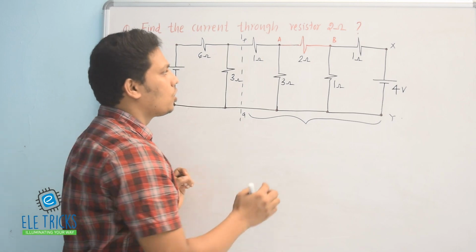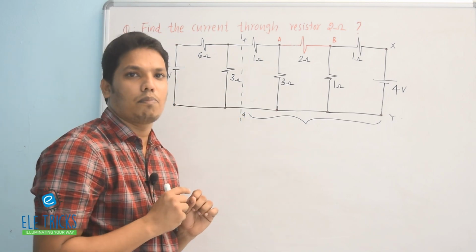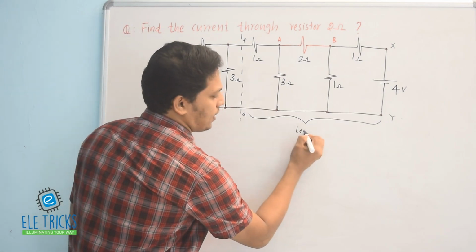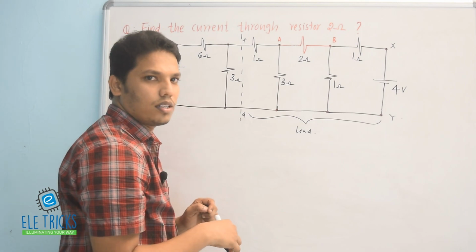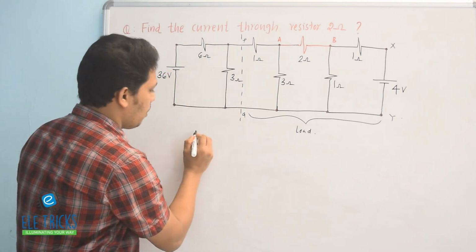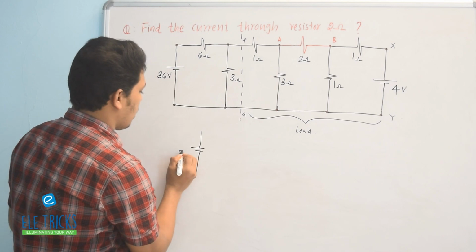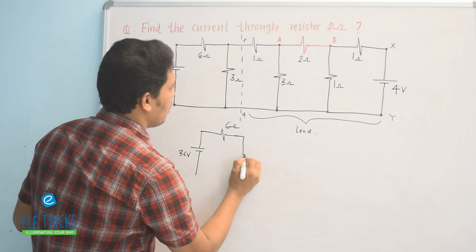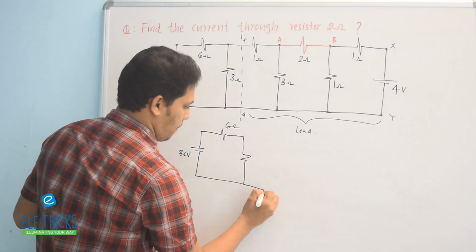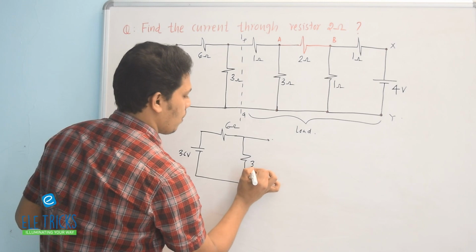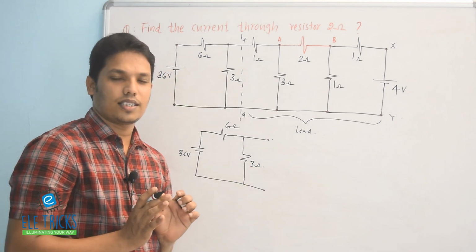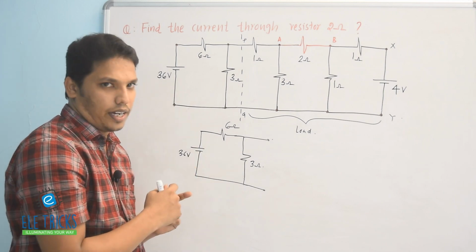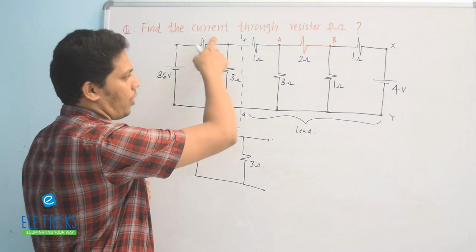So what is our first step for Thevenin's theorem? You just remove the load. I am considering everything up to here as a load, then you remove the load. Then my remaining circuit becomes a 36 volt source connected with a 6 ohm resistance in series and a 3 ohm resistance in parallel. Is it clear? Okay.